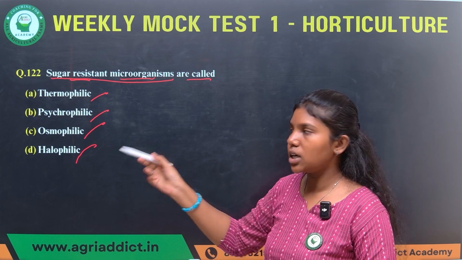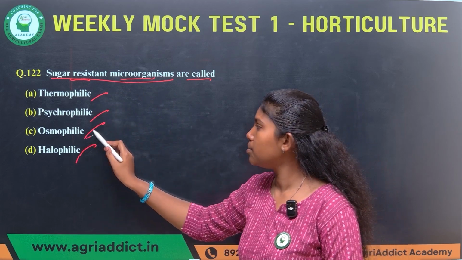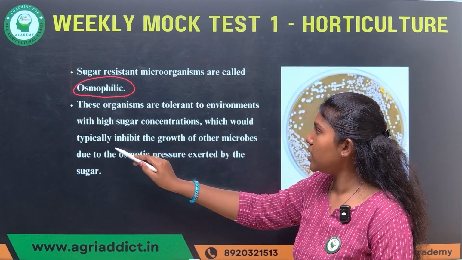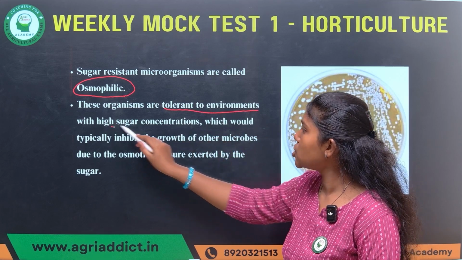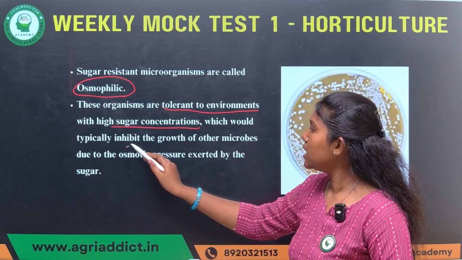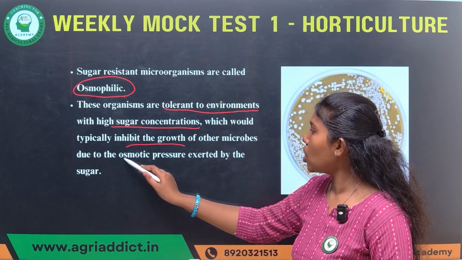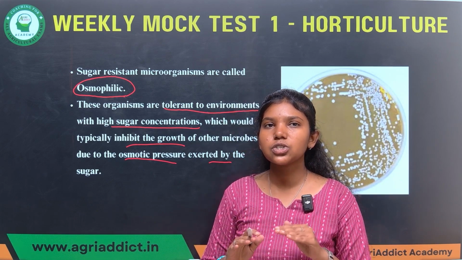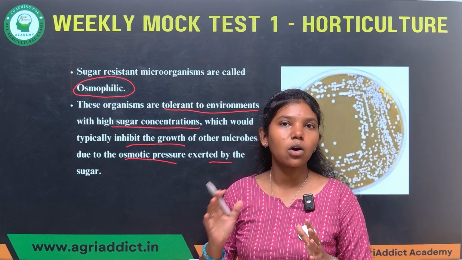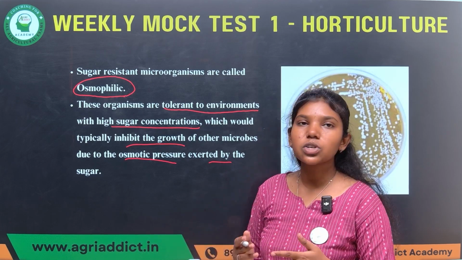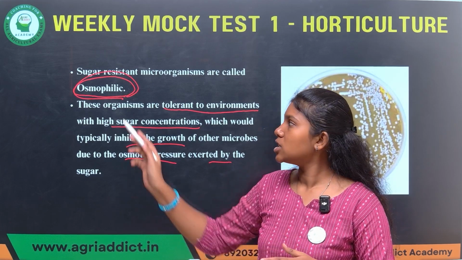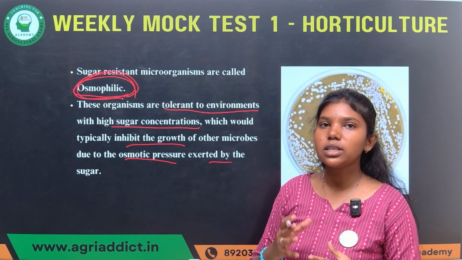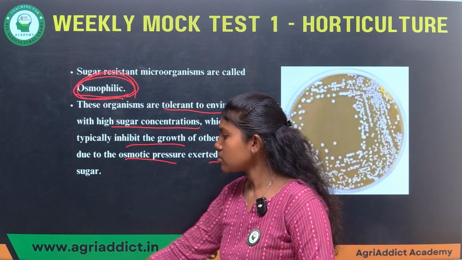The answer for this question is, sugar resistant microorganisms are called osmophilic microorganisms. They are tolerant to environments with high sugar concentration, which would typically inhibit the growth of other microorganisms due to the osmotic pressure exerted by the sugar. As I mentioned earlier, presence of sugar will reduce the chances of microbial growth because all organisms cannot survive in the sugar environment because of the osmotic pressure exerted by the sugar. But these osmophilic organisms are an exception to this condition. They can grow in an environment that is rich in sugar also. We'll go to the next question.